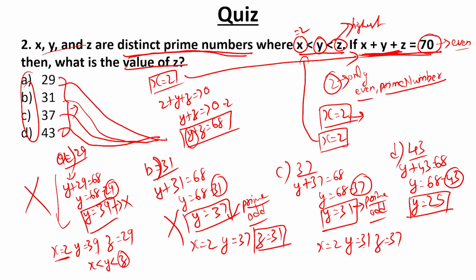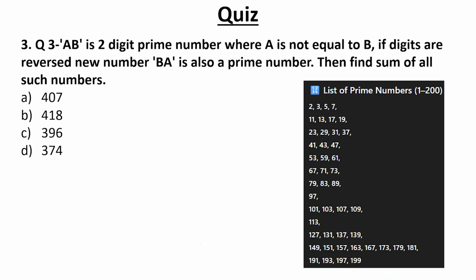Okay, let's do a sum of all these: 31 plus 37 is 68, plus 2 is 70. We got the value of x plus y plus z is equal to 70. That's how you are going to solve this question. I hope you all understand how this question is solved. Now let's go to the next slide. You can take a screenshot of it. Okay, moving to the next question.